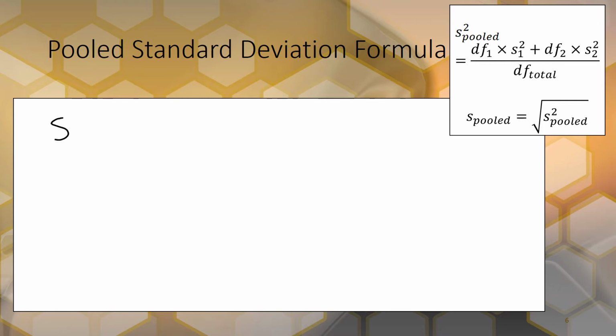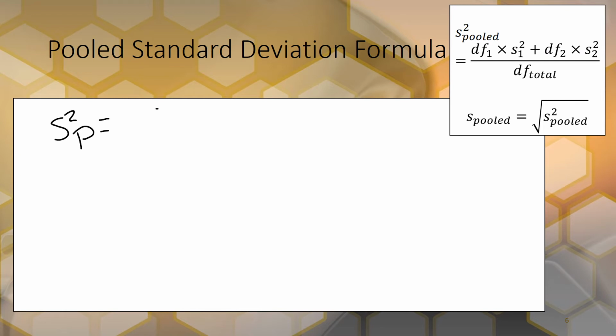S squared pooled, so we're finding the pooled variance. The degrees of freedom for the men was 55, and the degrees of freedom for the women was 27. The standard deviation for the men was 2, and the standard deviation for the women was 8. So let's fill all that in. Oh, and then the total degrees of freedom was 82.